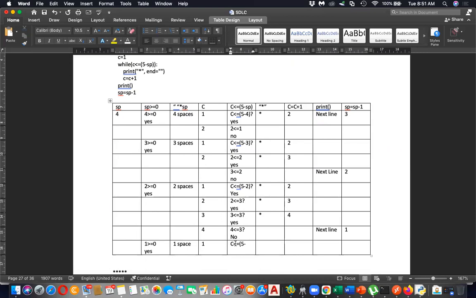SP is 1, so 5 minus SP means 5 minus 1, it's 4. 1 less than 4, is it true? Yes. Therefore, it will print asterisk and increment C. C is now 2. Come to the loop, C is 2. Then 2 less than or equal to 4. Yes, it is. It will print asterisk and now it's 3.